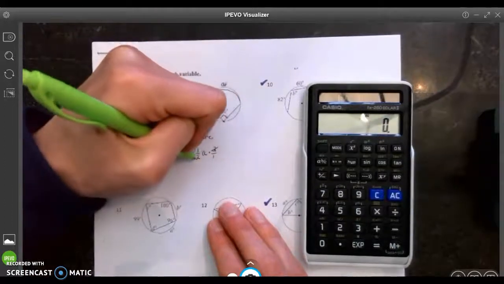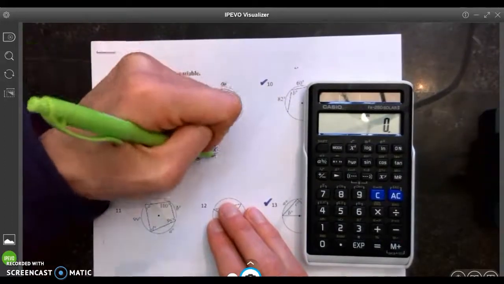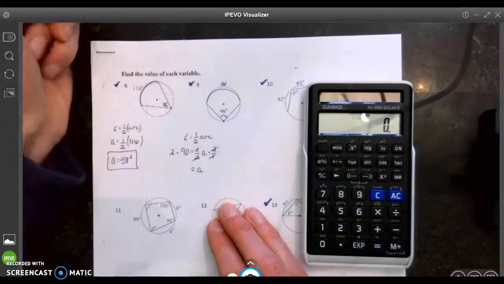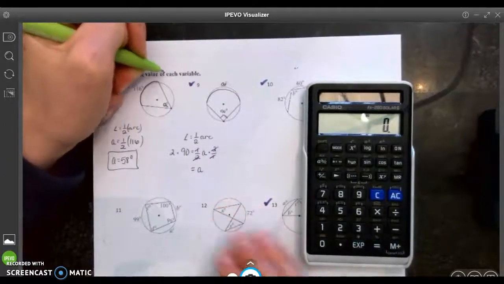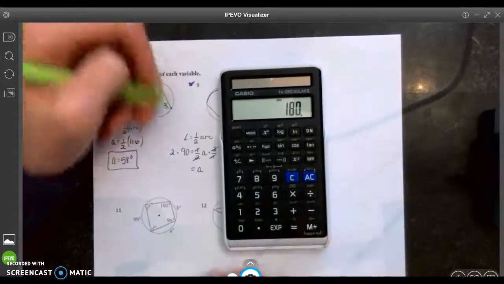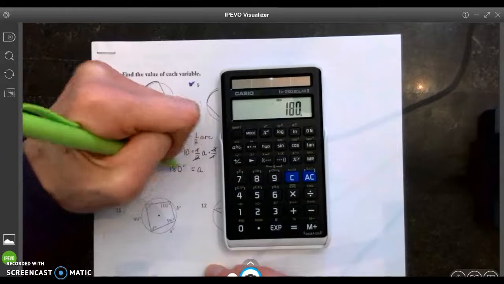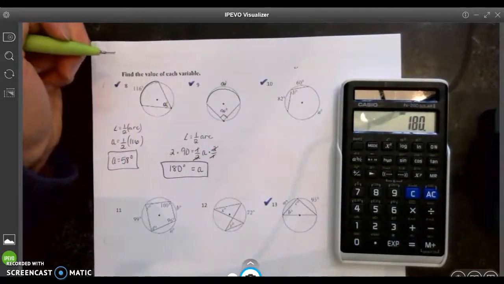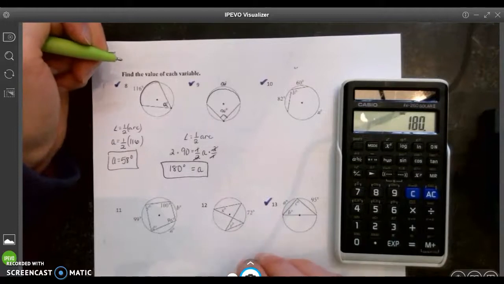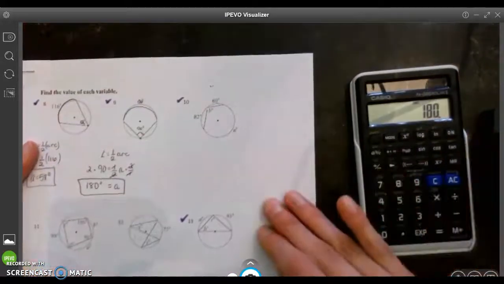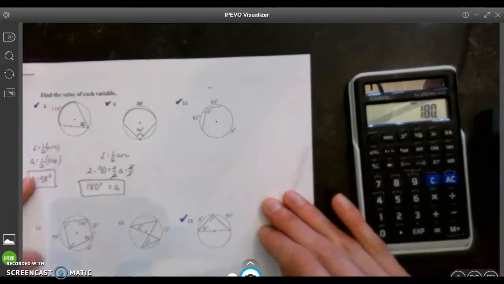Because then this 2 cancels with this 2. This one cancels with this one. And we're just left with A over here. So I'm multiplying by 2 on both sides. And 2 times 90 is 180 degrees. So that arc is 180 degrees. Sometimes it can get a little bit trickier. We'll try to keep it as simple as possible on the problems that you're doing on your own.